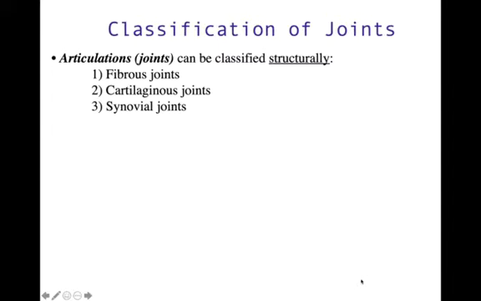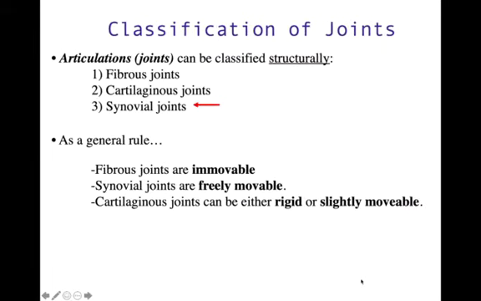That's what the first two, fibrous joints and cartilaginous joints, are: very immovable joints. The third type of joint, the one we're really highlighting in this lab, is synovial joints. So what's the difference between 1, 2, and 3? As a general rule, fibrous joints are immovable. Synovial joints are very freely movable. Cartilaginous joints can be rigid, meaning they don't move at all, or they can be slightly movable.